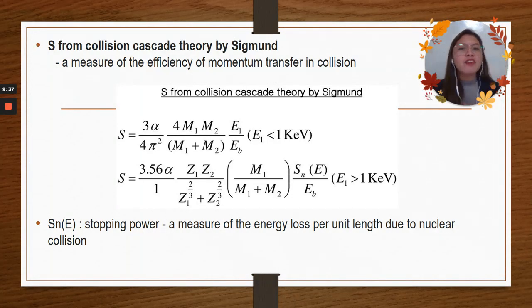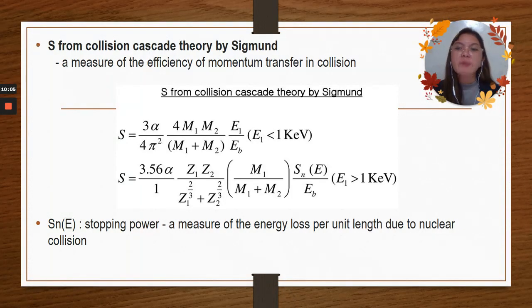So S, or sputtering from collision cascade theory by Sigmund, S is equal to 3 alpha over 4 pi squared, times 4 m sub 1 m sub 2 over the quantity m sub 1 plus m sub 2, times E sub 1 over E sub t, for E sub 1 less than 1 keV.